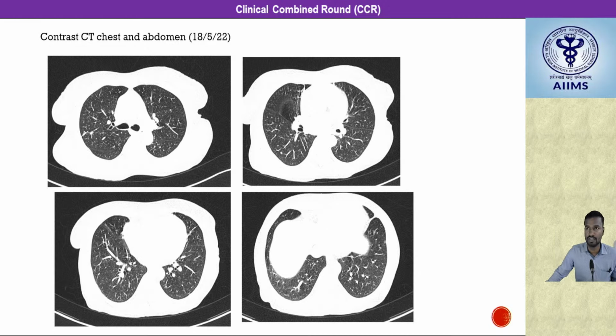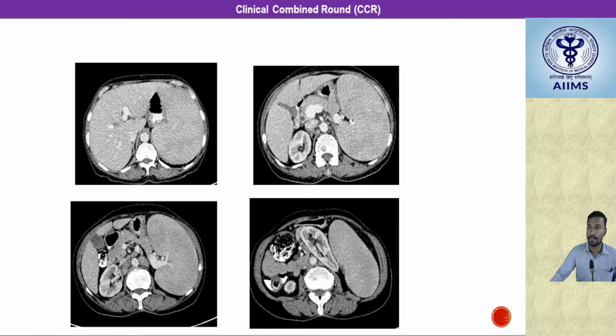A CECT chest and abdomen was done for this patient on 18/5/2022. These are all lung window axial sections of the patient. There are a few linear fibrotic bands noted in the right middle lobe and lingula, and the rest of the lung parenchyma is normal. No evidence of consolidation or centrilobular nodules is noted.